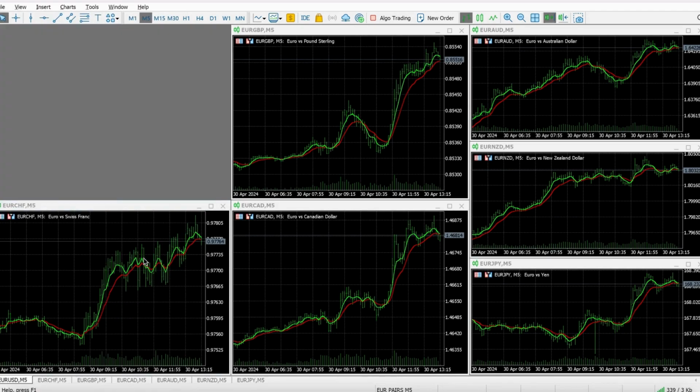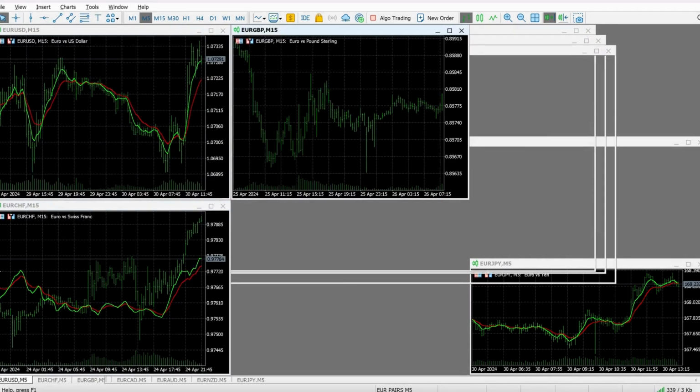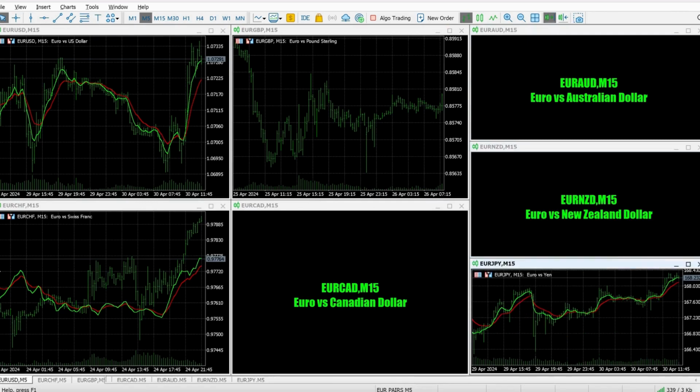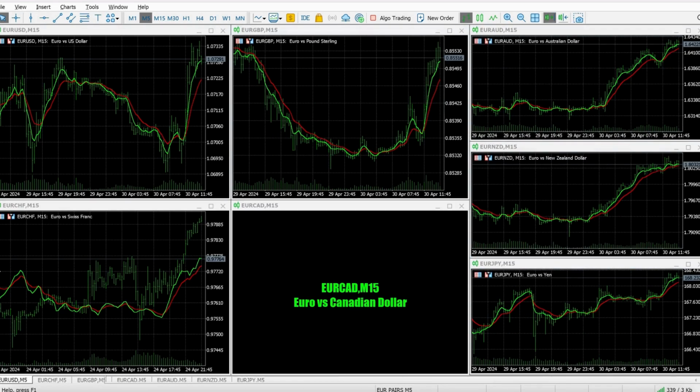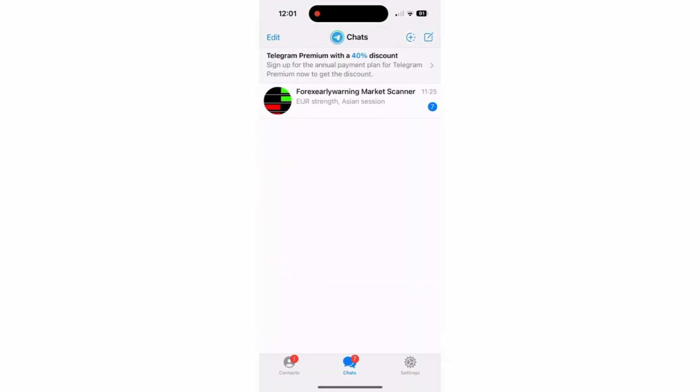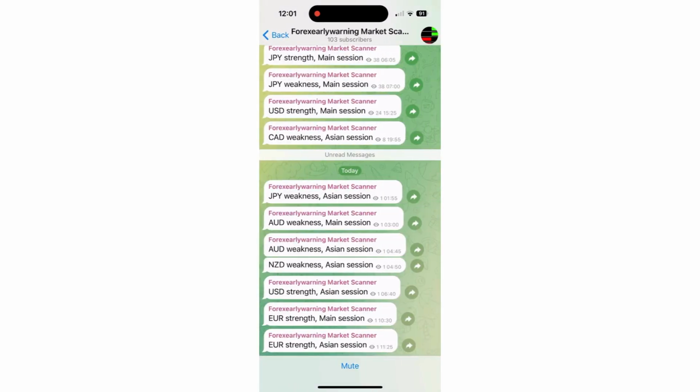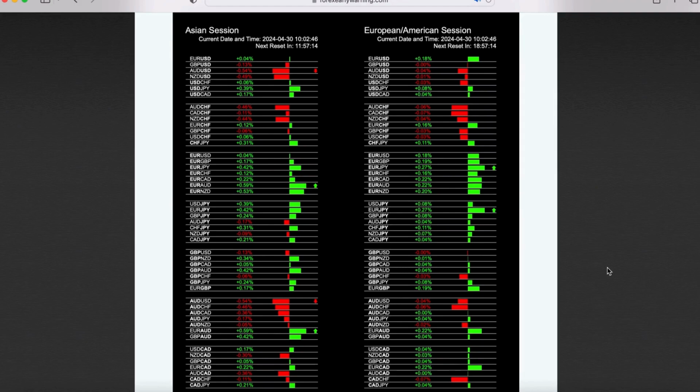As you'll see, I have multiple charts set up for the euro trading pairs, and I've done this across multiple time frames. So you're a subscriber and you receive an alert that the euro is strong in the main session. Great. What now? You'll have access to our heat map, so you head there to determine what's happening with the euro pairs. And you'll see that the euro is showing signs of strength.